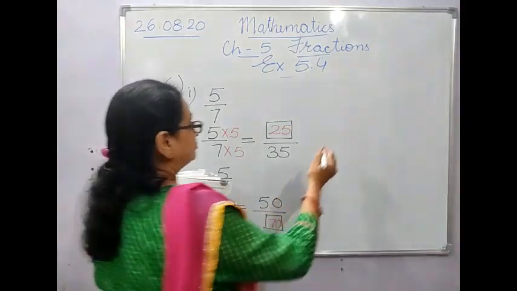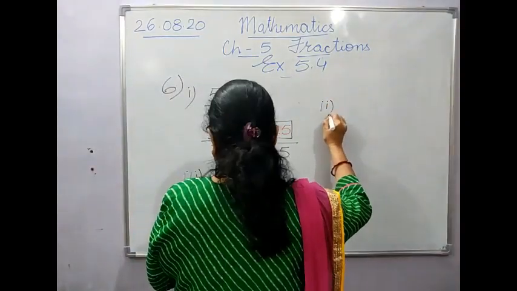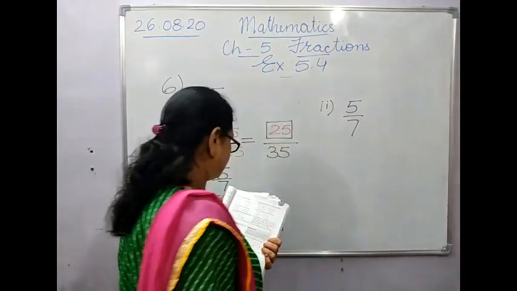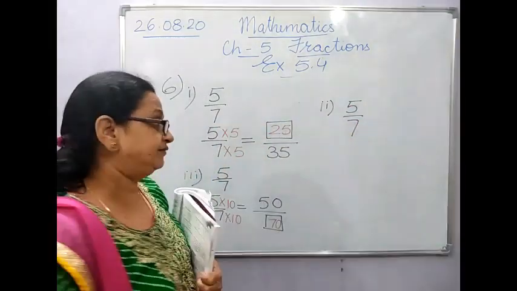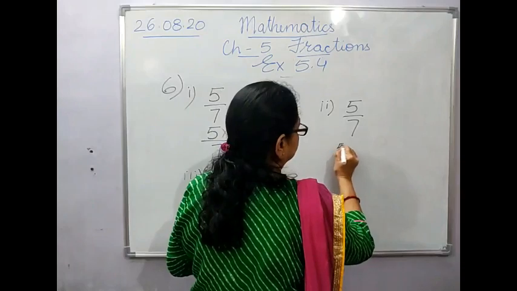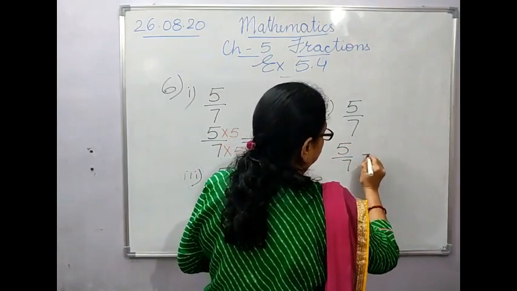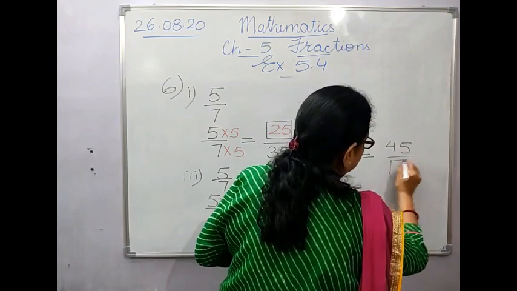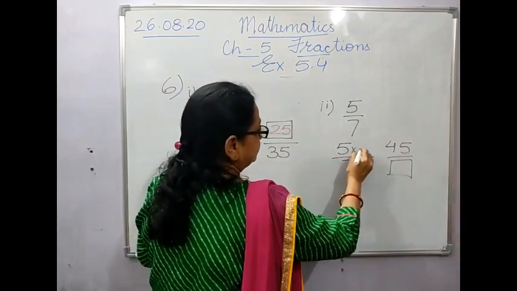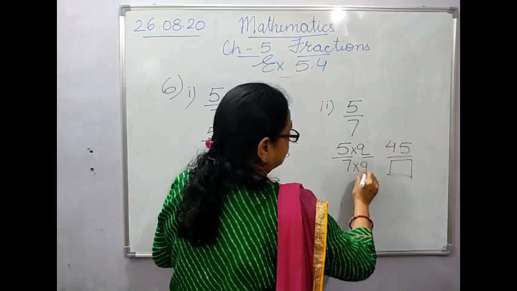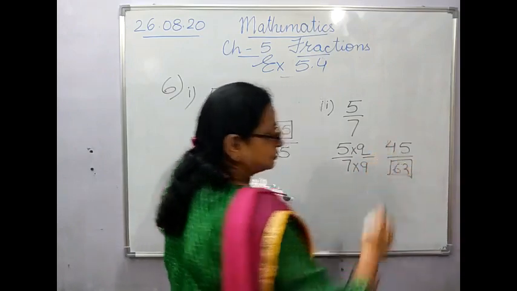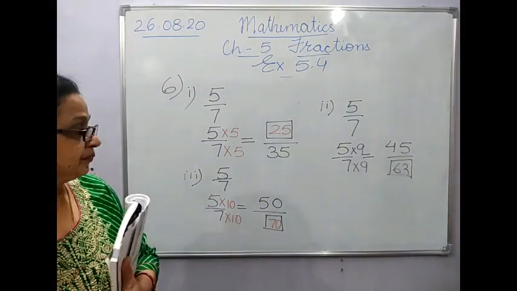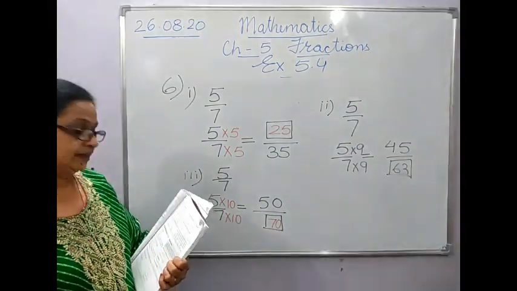Same way, do the second one. It is 5 upon 7, equivalent fraction with numerator 45. The numerator is given, 45, and you have to find the denominator. 5 nines are 45, so 7 nines are 63, is your answer. Clear? Just go through it.